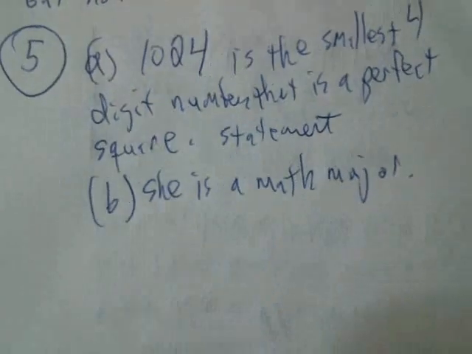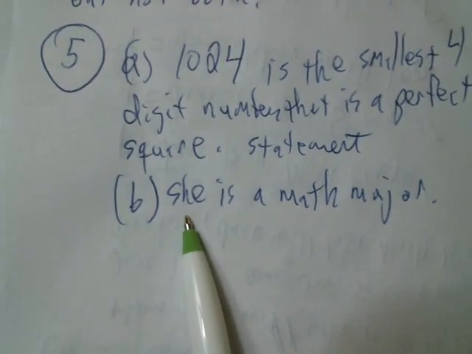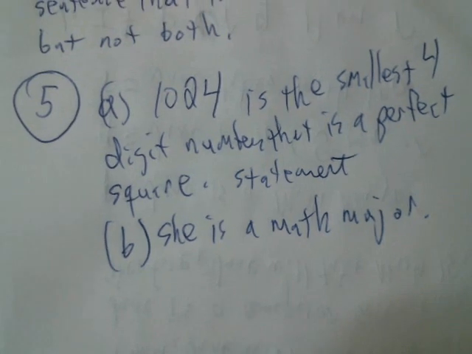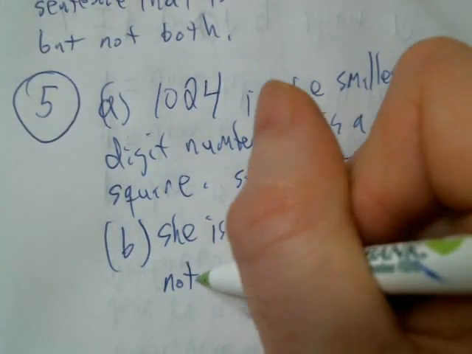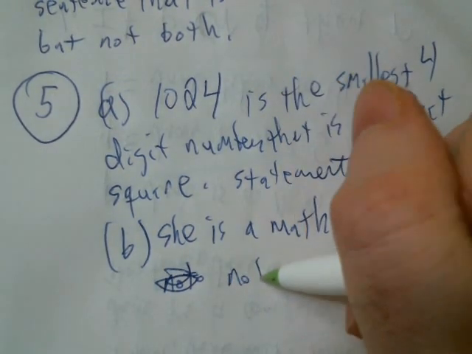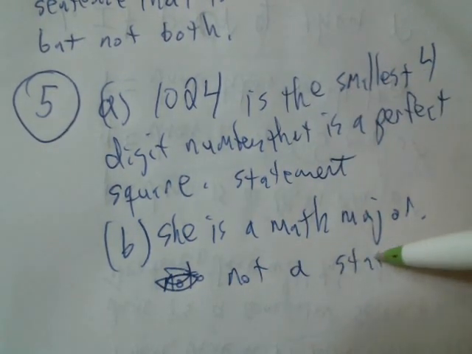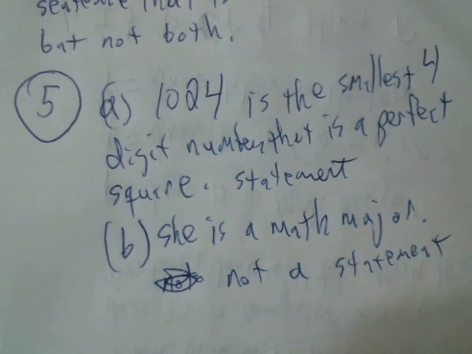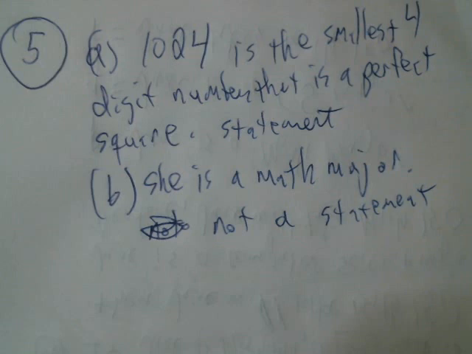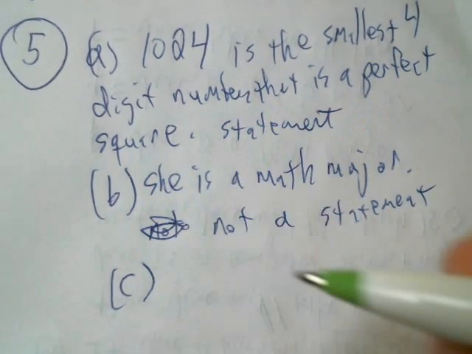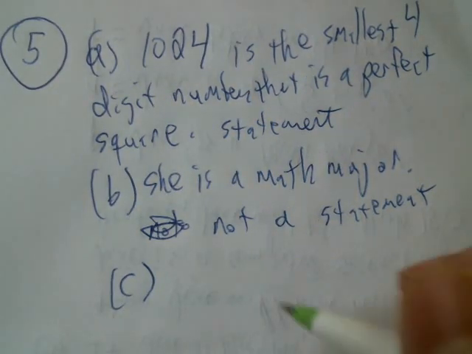Okay, this may be true or false, but it's dependent on who she is, right? So right now we don't know, so this is not a statement. It's more like a variable statement. Okay? So not a statement, because we don't know if it's true or false until you tell us who she is. Okay? So anything that has a variable in it like that is not going to be a statement.